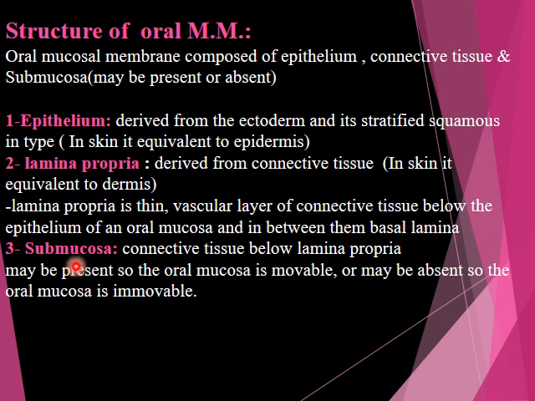And the third part, which is also connective tissue, is called submucosa. Below the lamina propria it may be present, so the oral mucosa is called movable oral mucosa, or it may be absent, so the oral mucosa is immovable or firmly attached to the underlying structure, like in the attached gingiva.